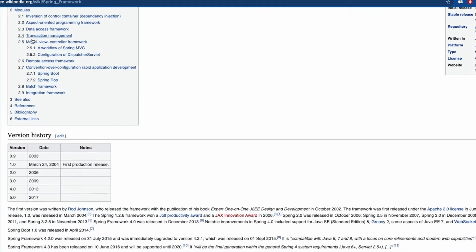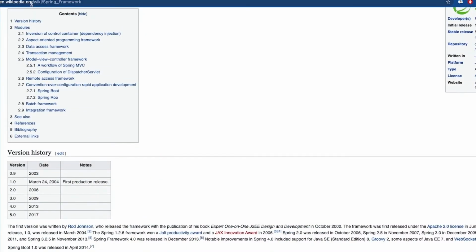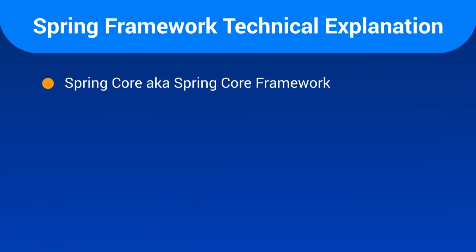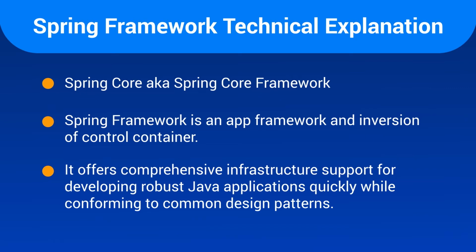Now, there is good content to use as reference on this page, but if we're strictly talking about a technical explanation, after doing some research, this is how I would summarize it. And I should mention that when I mention Spring Core or Spring Core Framework, it's referring to the same thing, Spring Framework. And my explanation would be Spring Framework is an application framework and inversion of control container. It offers comprehensive infrastructure support for developing robust Java applications quickly while conforming to common design patterns.